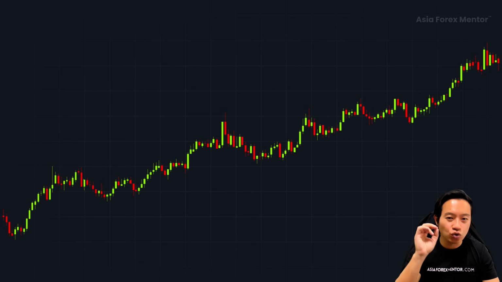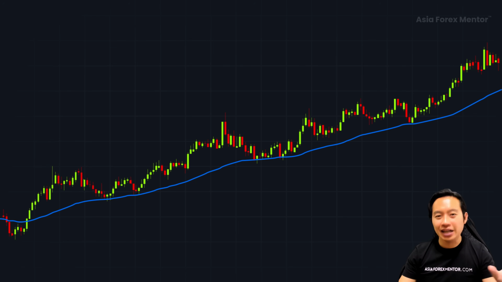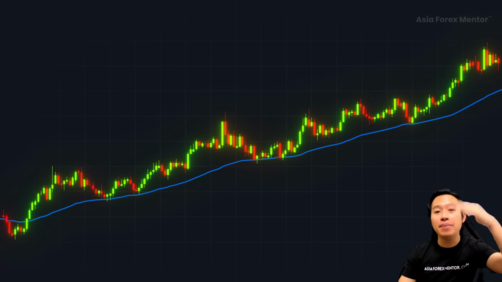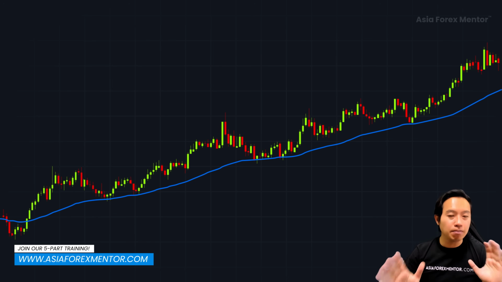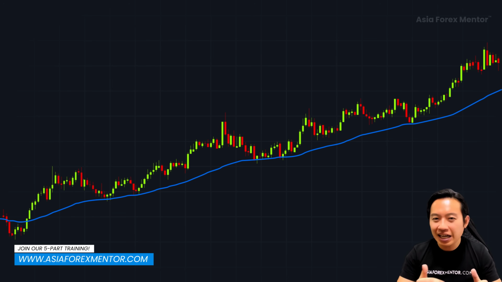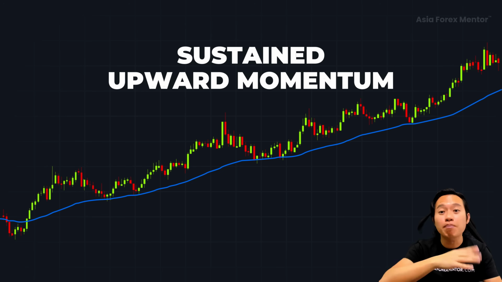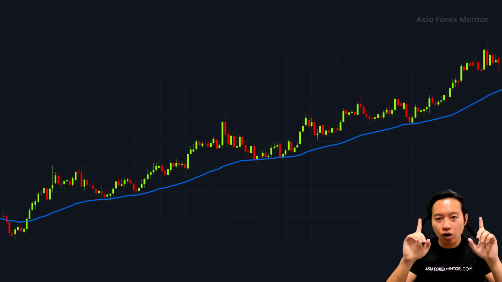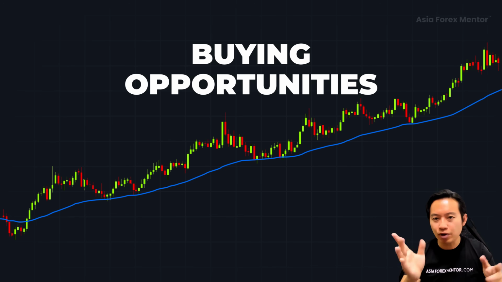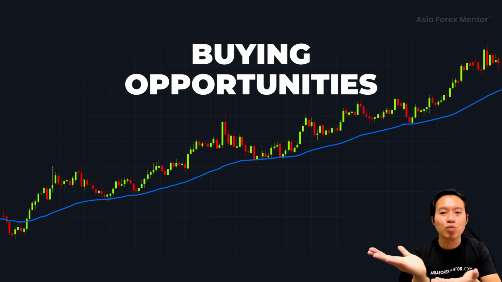What we're going to do is to use the 50 moving average. Now in an uptrend, when the price remains above the 50 period moving average, it indicates that the market is experiencing a sustained upwards movement. So as traders, we should focus on buying opportunities, because the market is telling us that it's in an uptrend. This upwards movement is sustained.